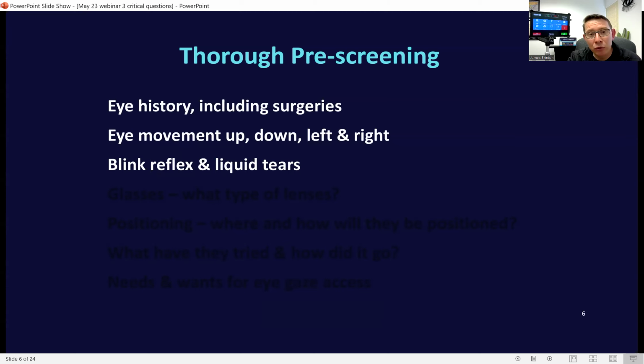And are they able to use liquid tears or eye drops as part of their daily routine? That will help all Eyegaze communicators, no matter what device they're using, having hydrated and clean corneal surfaces.